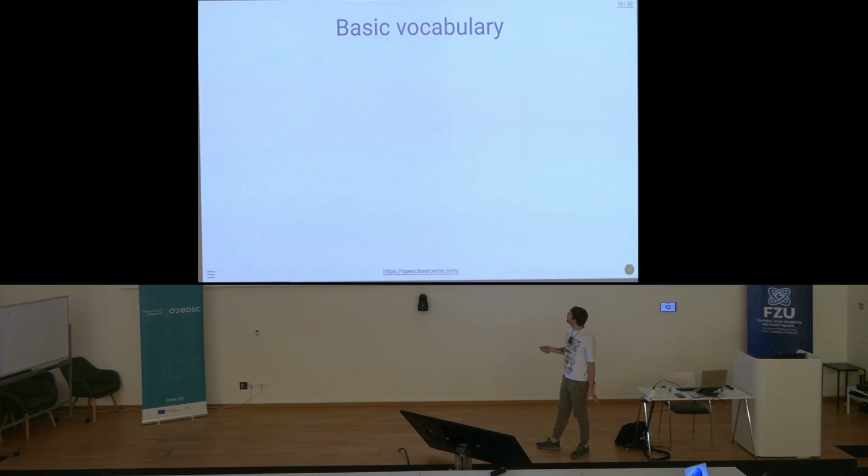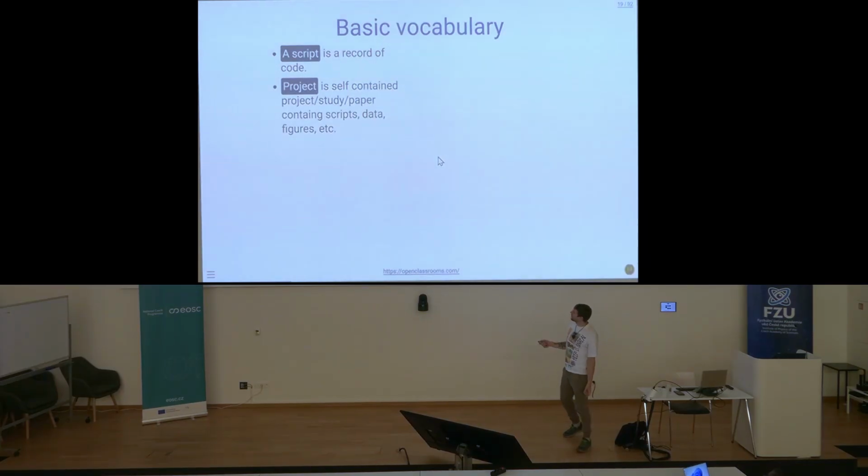Okay. So some basic vocabulary. A script, which I generally assume we all are producing, we are kind of programmers or data analysts or something like that. A script is a record of code, which is an instruction for computers to do something. A project is a self-contained study, paper, whatever you want to say, which has the script, the data, figures, outputs, configuration, whatever you need. Such a project in the version control world is called a repository, or short, repo.